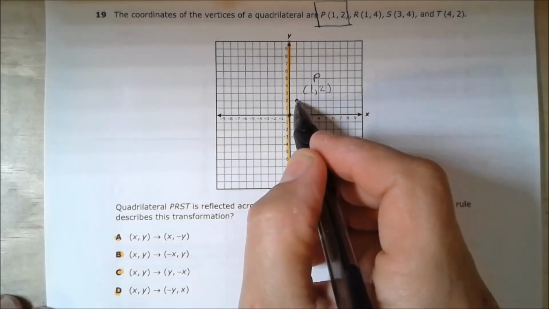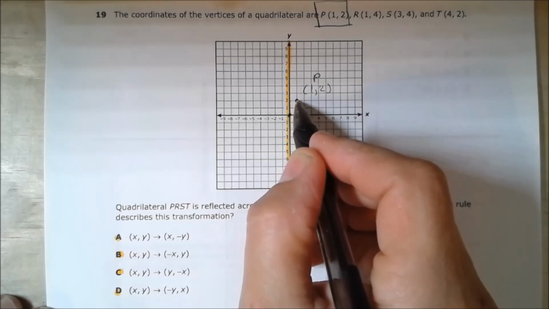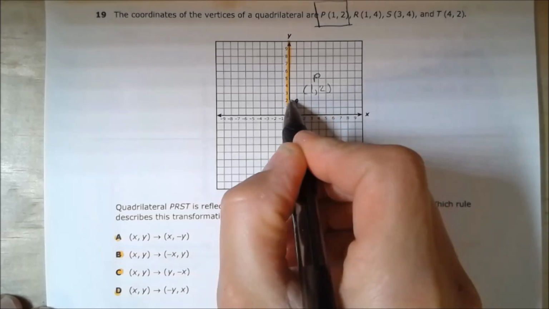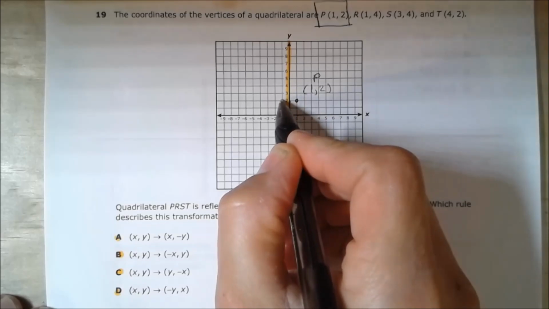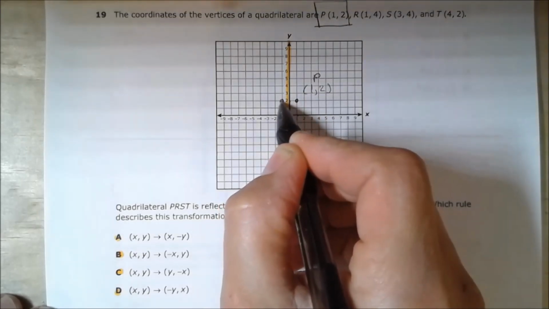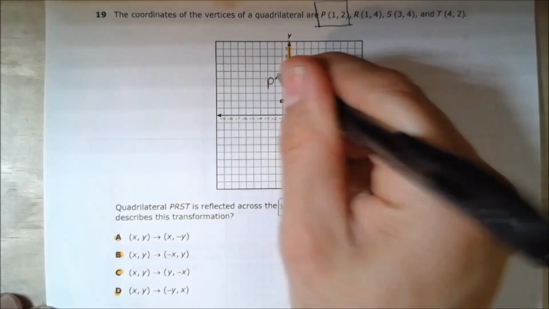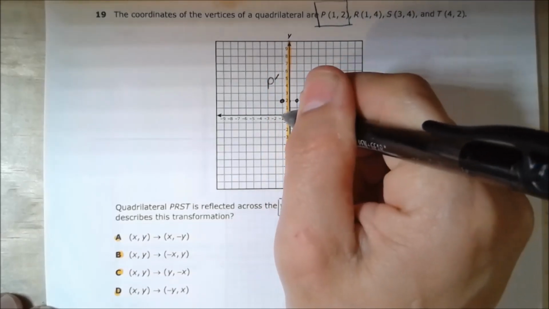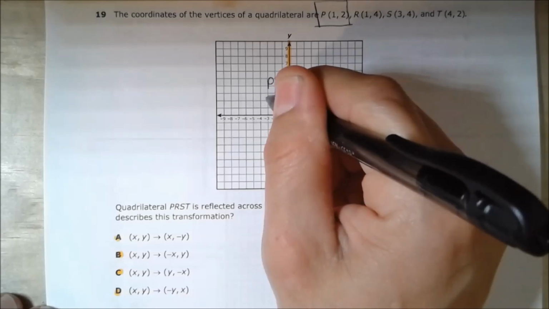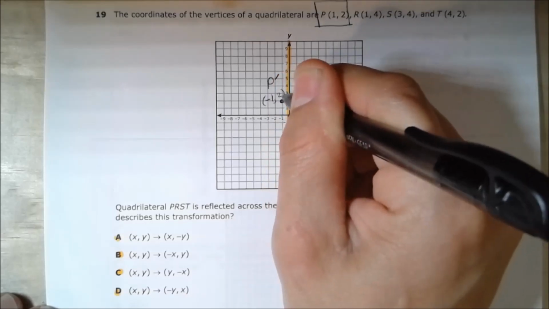So over here, it's out from the y-axis one space. So from this side, it's going to be out from the y-axis one space if we reflect it. I want you to just think about a mirror image. So this is going to be P prime, and instead of being (1, 2), it's actually going to be (-1, 2).